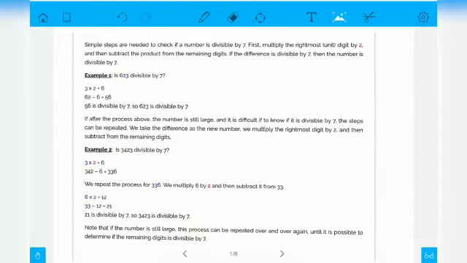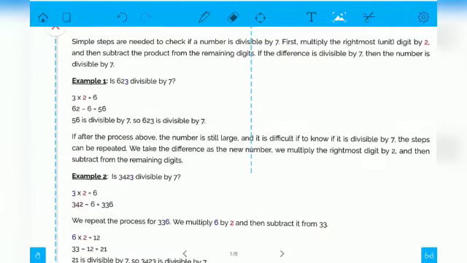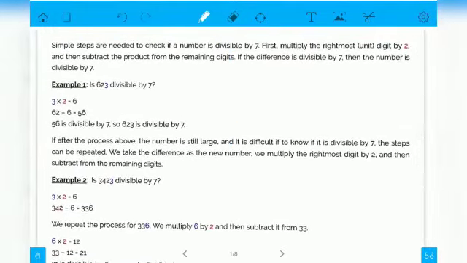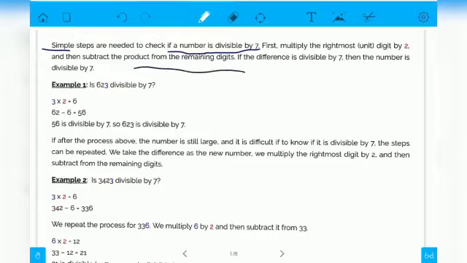The simplest steps needed to check if a number is divisible by 7 or not. So the first step is to multiply the rightmost unit digit by 2. Unit digit means the last digit from the right side. Then subtract the product from the remaining digits. If the difference is divisible by 7, then the number is divisible by 7.